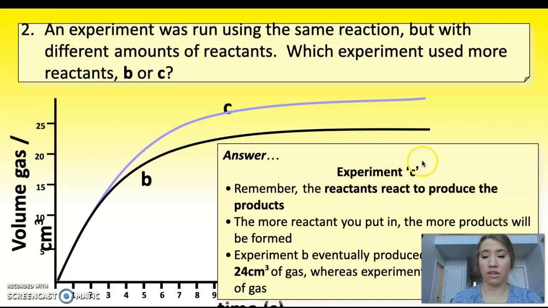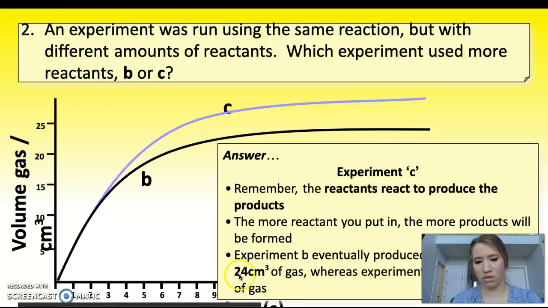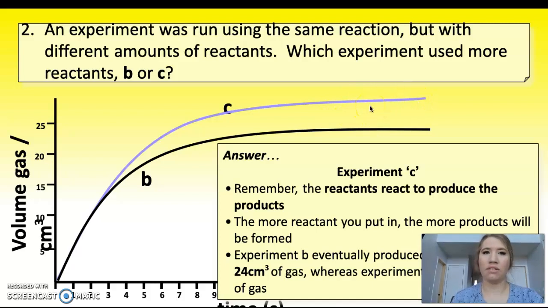The correct answer is C, and here's why. When we use up all of our reactant, then we've maxed out on product. Okay? And so for B, we're ending at about 20 cubic centimeters-ish. Oh, are we saying 24 here? Okay, somewhere in that range. And for C, we end with a higher amount, closer to 25 or 30. And so that means we had to start with more reactant in order to gain that much product.